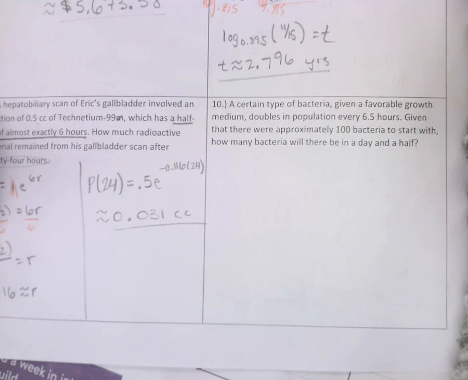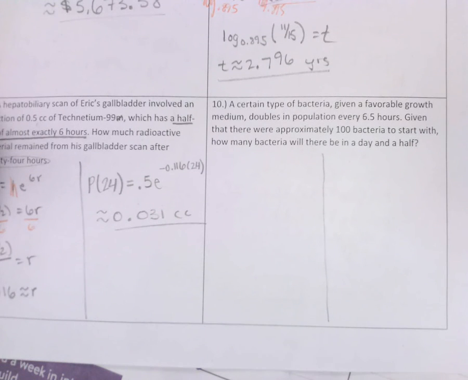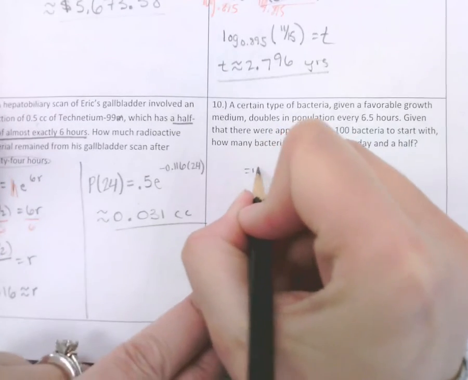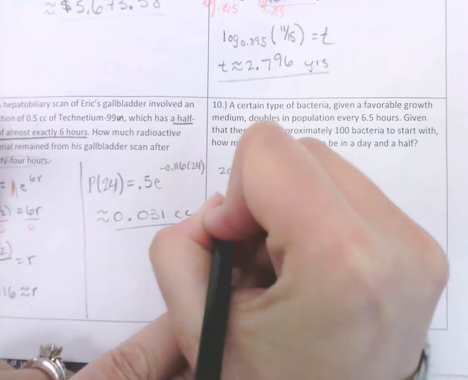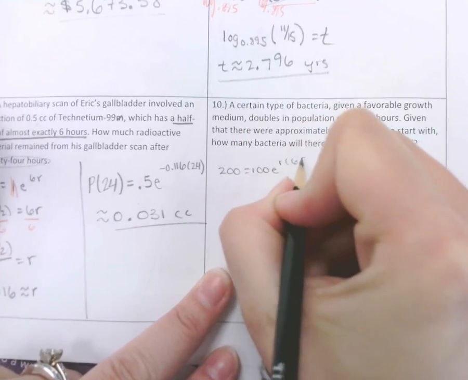A certain type of bacteria doubles in population every 6.5 hours. That's gross. Given that there are approximately 100 bacteria to start with, how many bacteria will there be in a day and a half? Again, two parts. Step 1, we will find the growth rate, because this is different. It's doubling in 6.5 hours, so 100 bacteria will double to 200 in 6.5 hours.